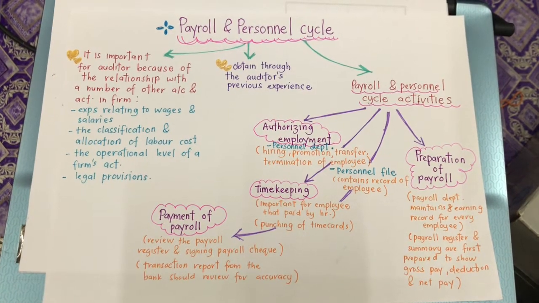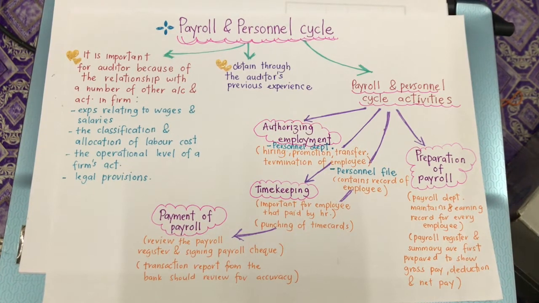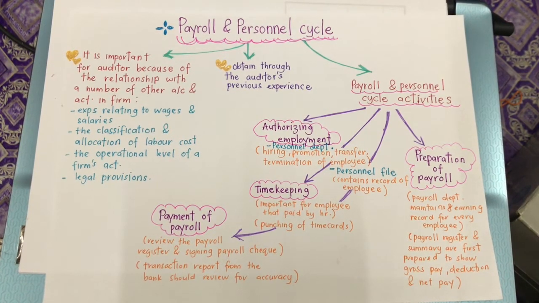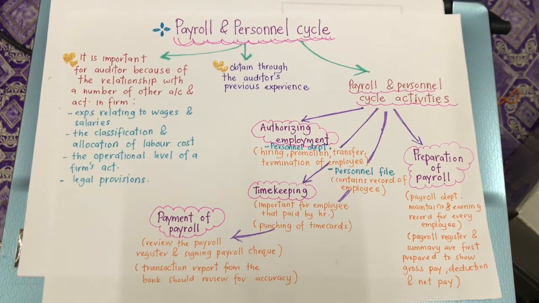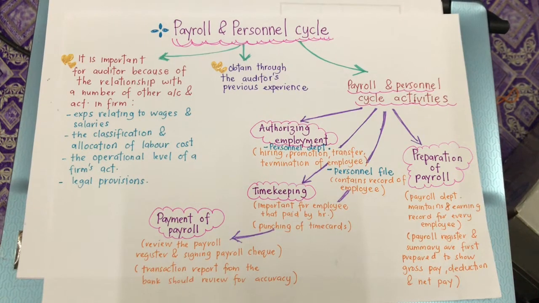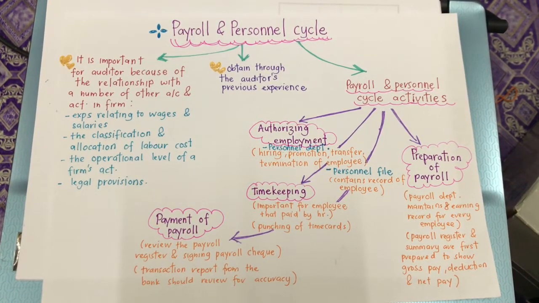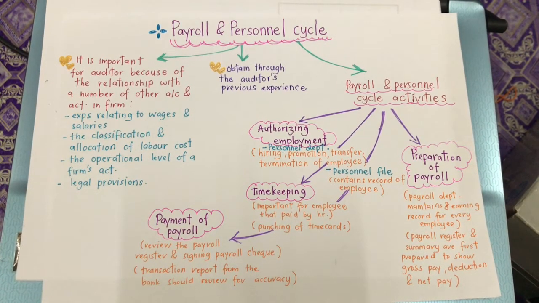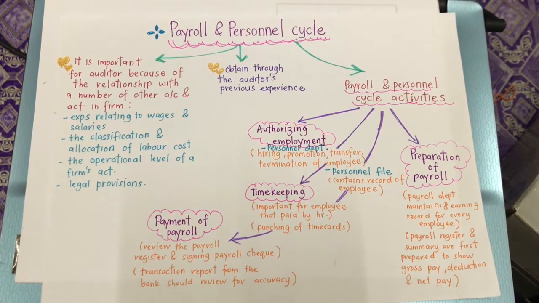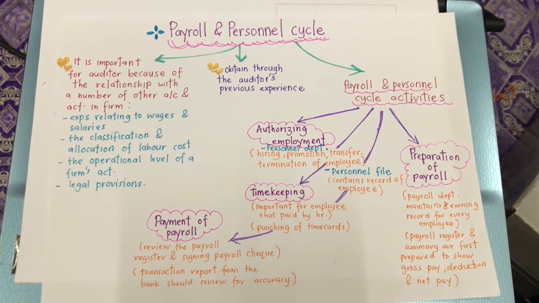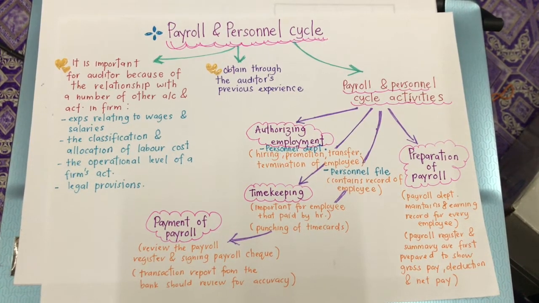Number 3, preparation of payroll. Payroll department maintains an earning record for every employee that contains approved pay rate and authorized deduction. It provides the basis for the preparation of a paycheck for each employee. Payroll register and summary are first prepared to show the gross pay, deduction, and net pay. Checks, payroll register, payroll summary, and labor cost distribution records are sent to the accountant. It needs to prepare MPF contribution and file them to avoid penalty.